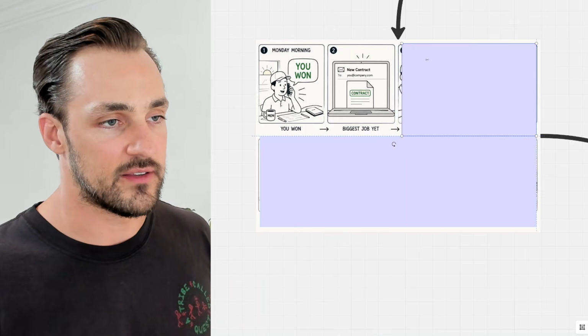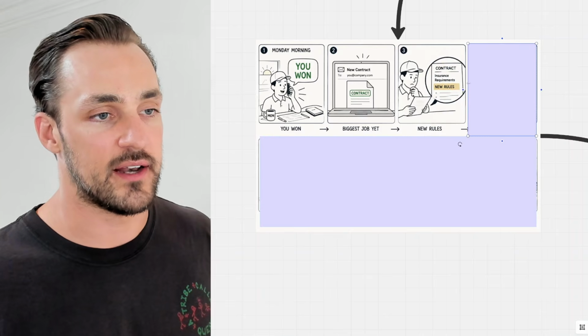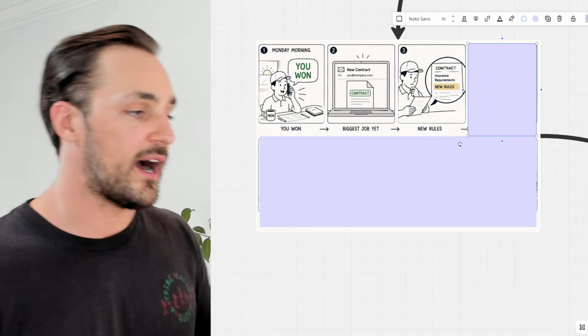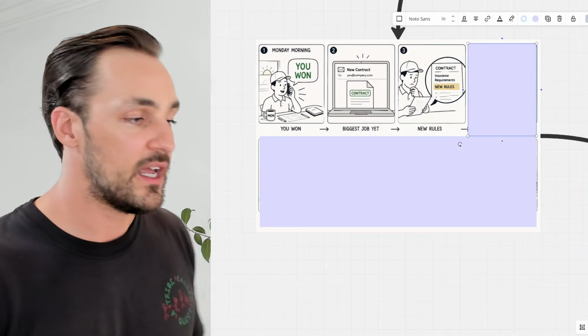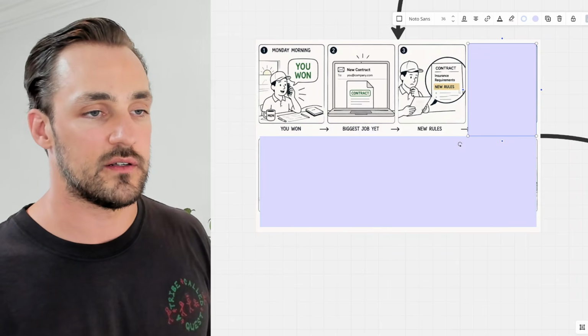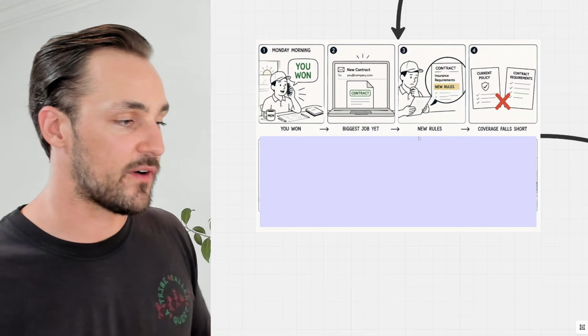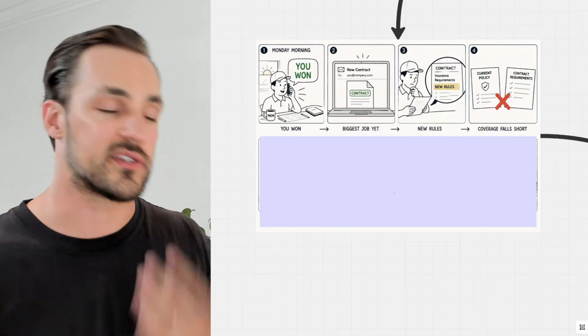Inside it says, hey, these are some requirements that you don't currently meet. Higher limits, new certificates, maybe workers' comp requirements. You pull up your current policy. You realize your coverage is falling short and work starts next week.